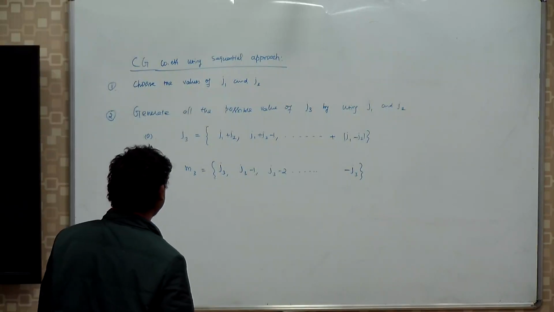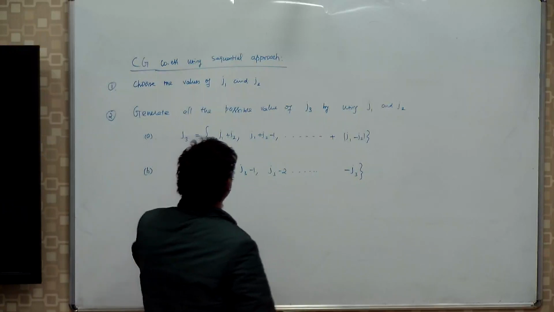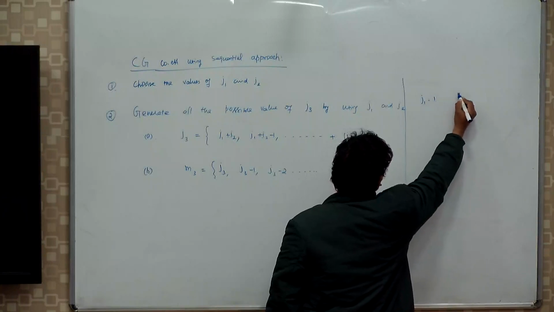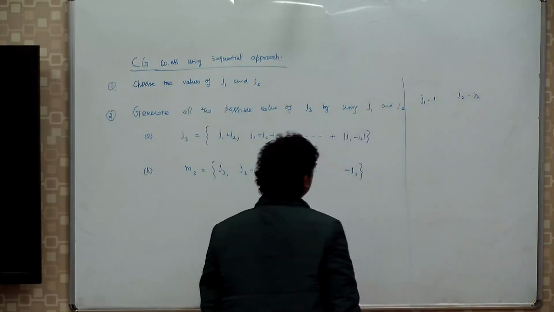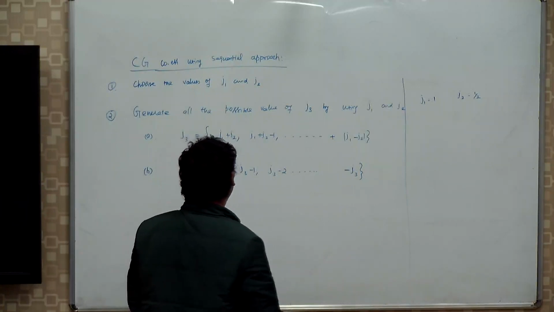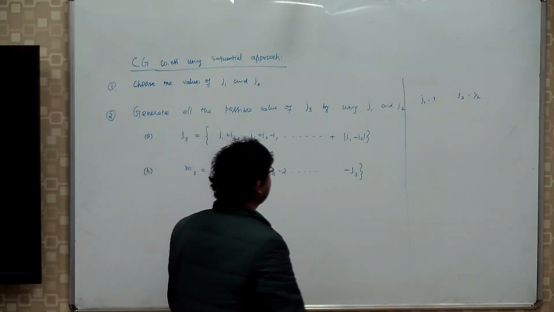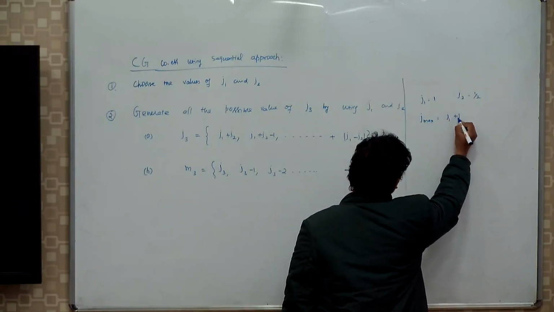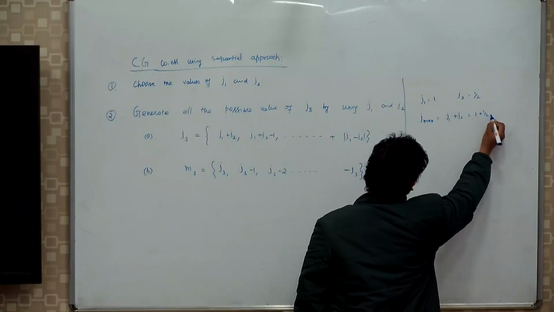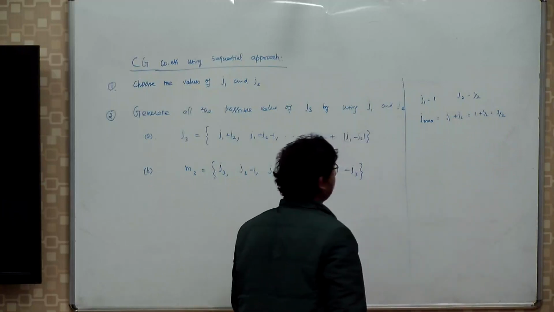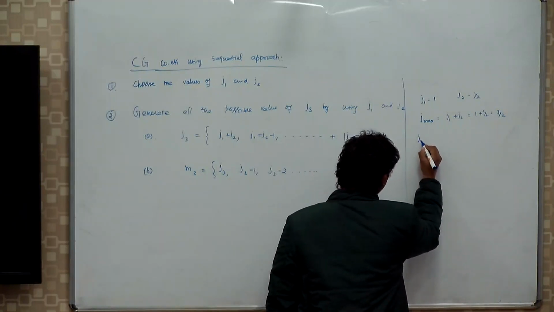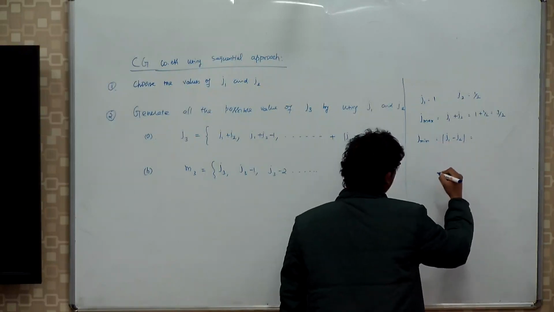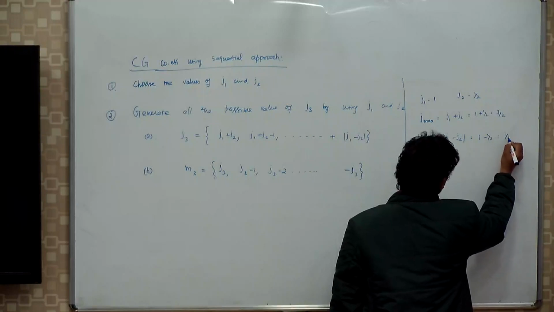Here, say for example, the J1 value is 1 and the J2 value is 1 by 2. Then the possible values of J3 are from J maximum to J minimum. So J maximum is nothing but J1 plus J2, which is 1 plus 1 by 2, that is 3 by 2. Then J minimum is nothing but the magnitude of J1 minus J2. So J1 is 1 and this is 1 by 2, so in total 1 by 2.